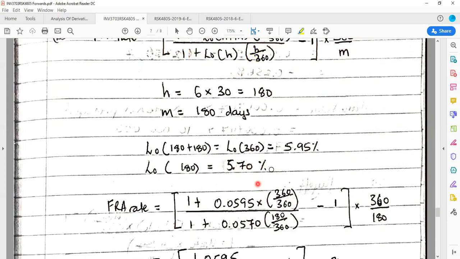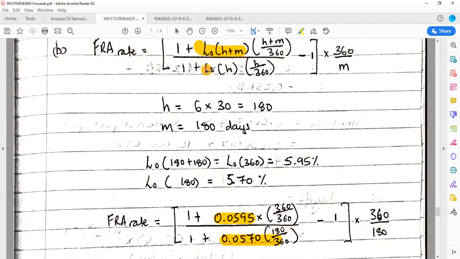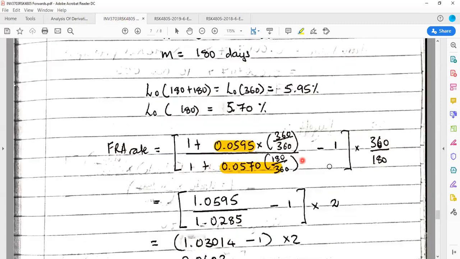So we can substitute that into our formula right here. So remember, these are LIBOR rates: the LIBOR rate for H plus M days and the LIBOR rate for H days. And these were given in the table. LIBOR rate for H days, which is 180 days. LIBOR rate for H plus M days, which is 360 days. So you substitute those two, right? And you simplify these two parts, right? And then you multiply by 360 over 2.